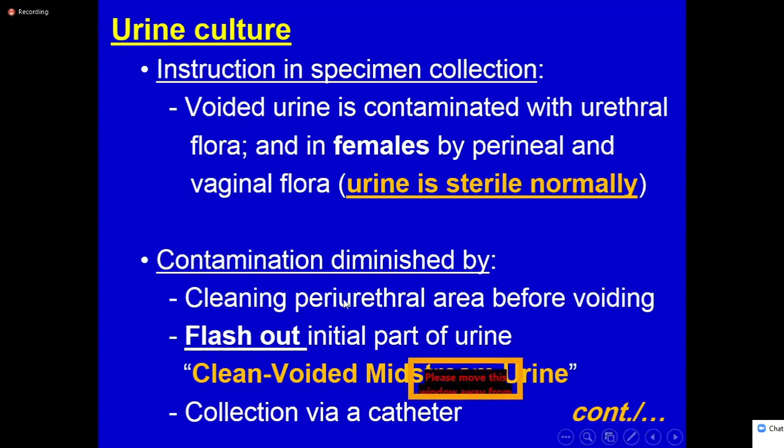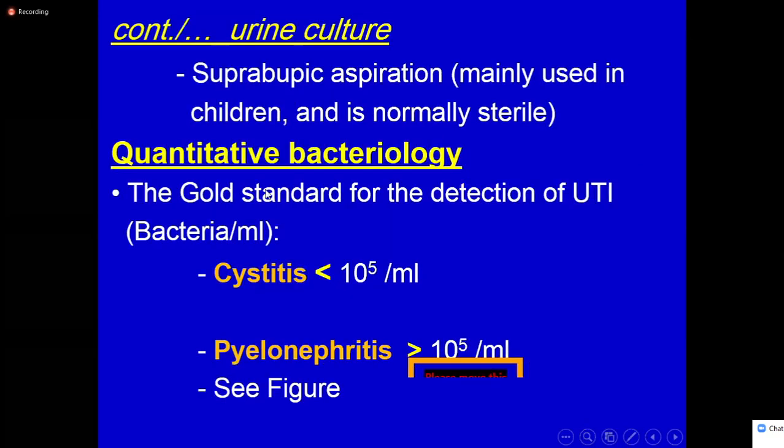Tell the patient to clean the periurethral area before voiding. Then flush the initial part. The beginning of the urine stream is discarded, so the patient will collect clean voided mid-stream urine. Why? The flora present in the urethra will be washed out. Sometimes we can collect via the catheter. You can collect urine via the catheter. Sometimes, especially in children, suprapubic aspiration mainly is used in children.